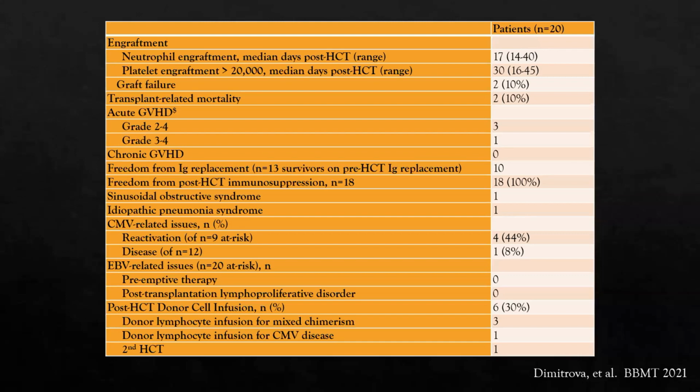The outcomes were good. We had relatively low rates of graft failure for a PID patient population, 10% transplant-related mortality, overall very low rates of acute graft versus host disease, and notably, and this has held true across the 50 patients, no chronic graft versus host disease in the first 20 patients, and low rates overall. Freedom from immunosuppression, relatively low rates of organ toxicity, although there were some patients that had mixed chimerism, and we had about 30% of patients where we gave donor lymphocyte infusions to try to ameliorate that.